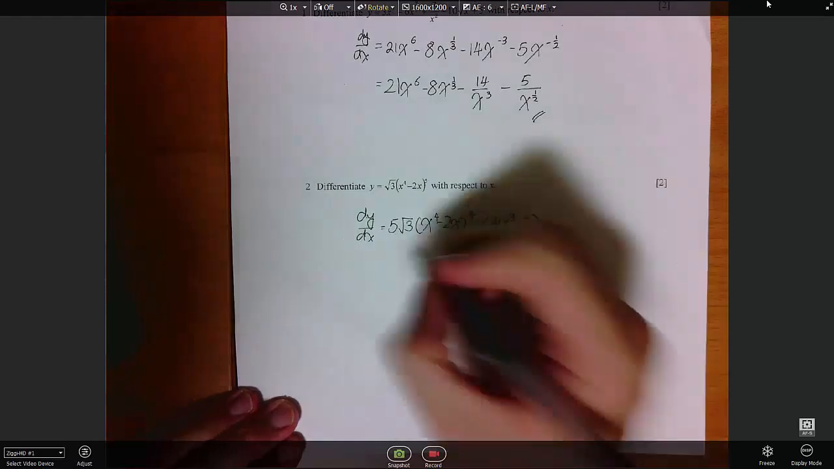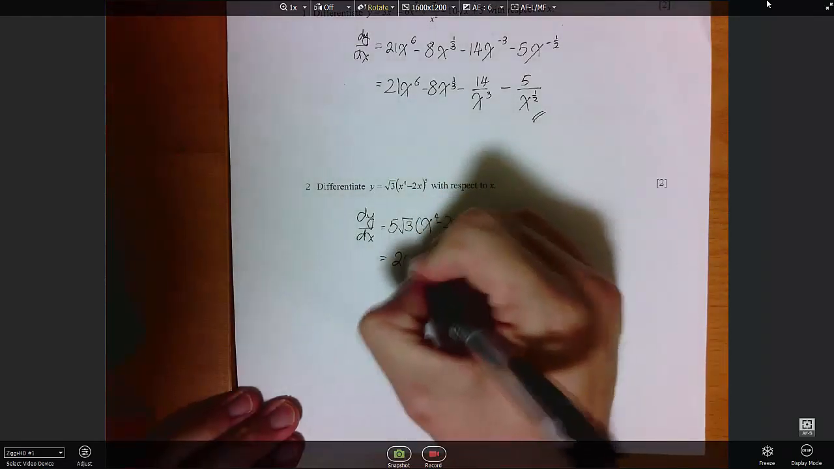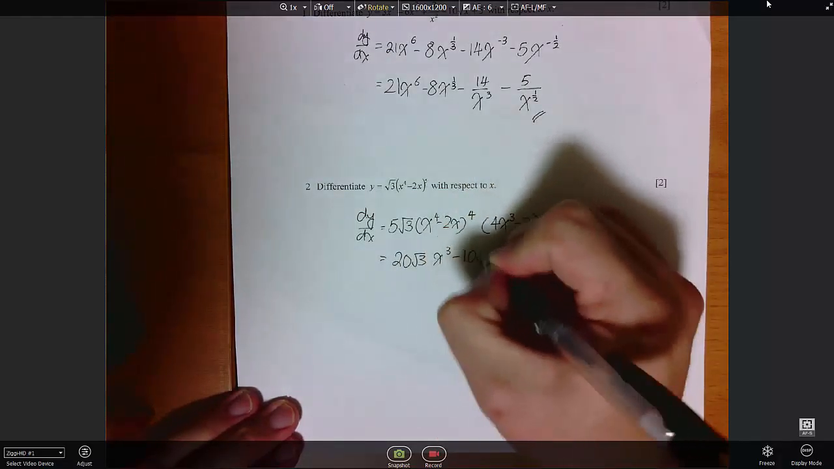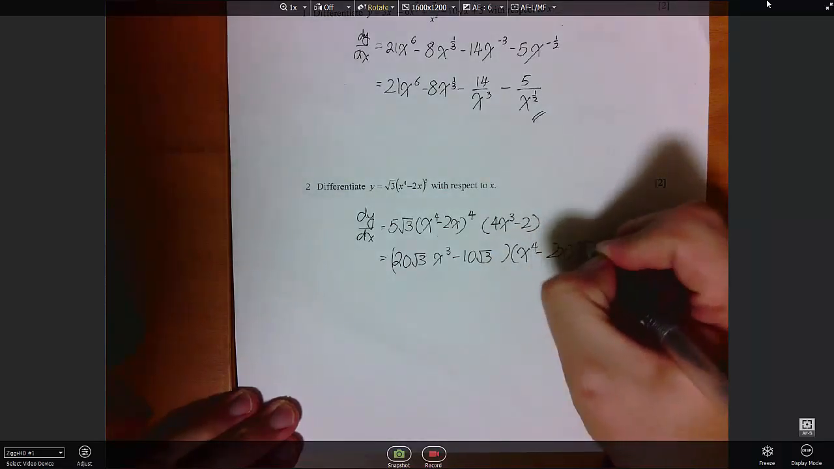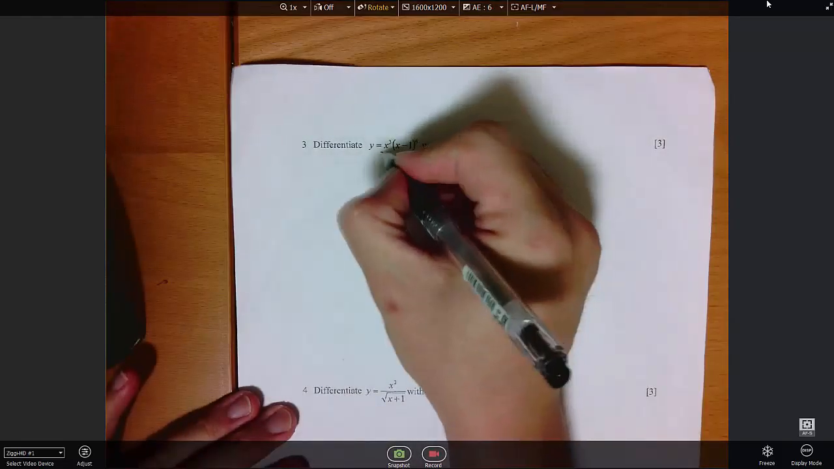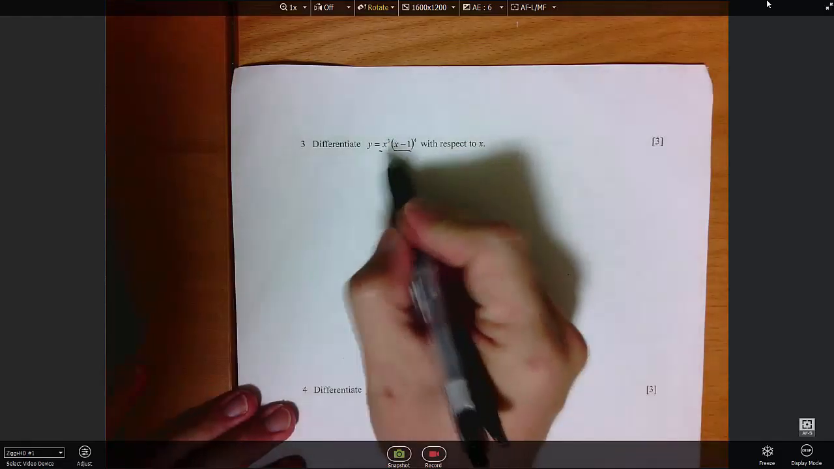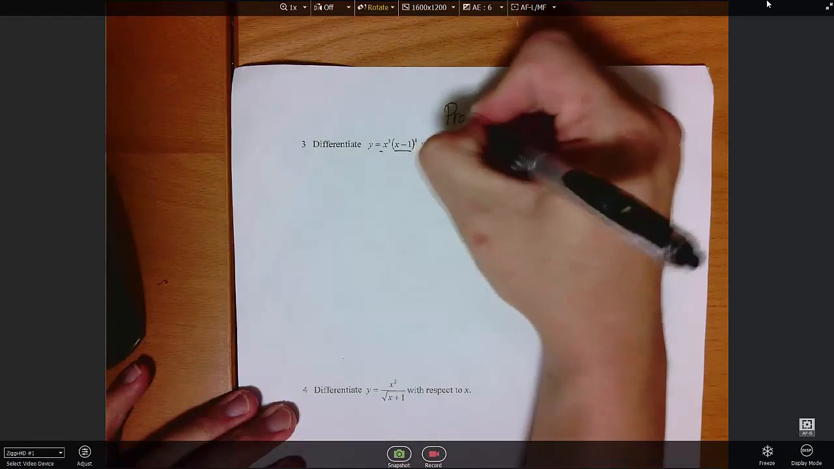If you want to rearrange, some of you want to go and multiply a number in, fine by me. You can get 20 root 3 x cubed minus 10 root 3, then x to the power of 4 minus 2x to the power of 4. If you left it at this step also, I will accept fully. Alright, now question 3. Here the difference between question 2 and question 3 is, notice that this is also a term in x. So in this case, we actually have to apply the product rule.